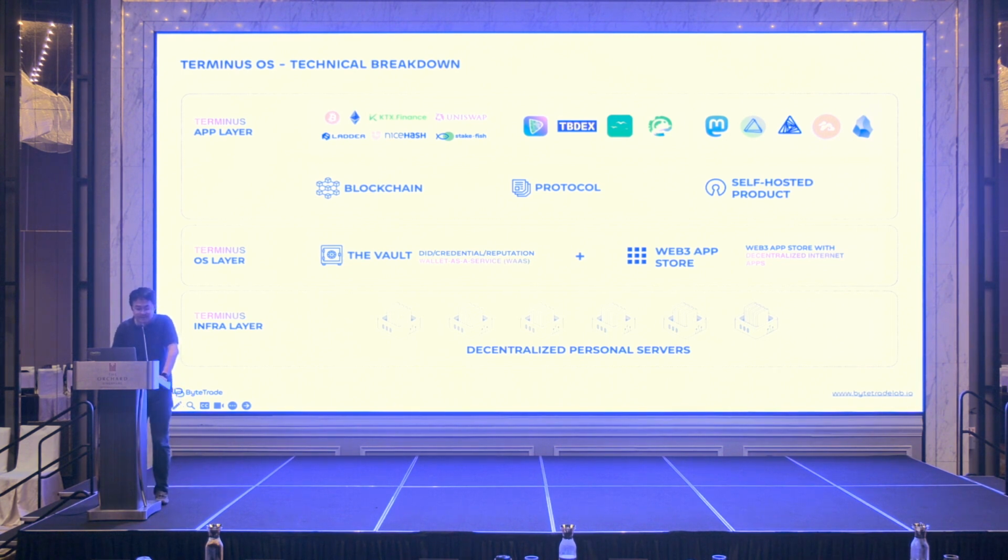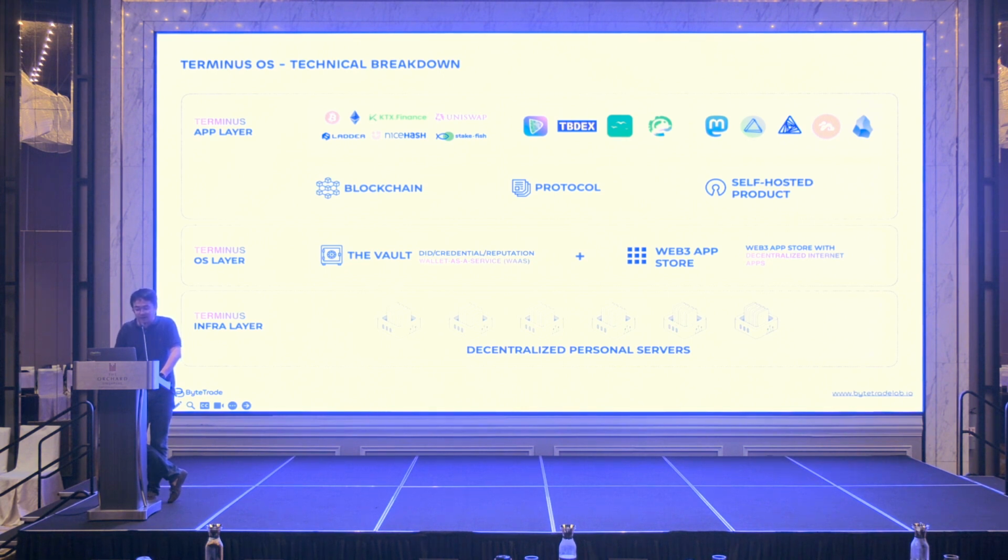So on the operating system layer, Terminus offers two parts. The first is a vault. Like the demo video shows, it's essentially a one password in the Web3 version. So where users can store their DID, credentials, reputations, so that ultimately it would become this wallet as a service. So users will have seamless interactions across different decentralized applications on Terminus OS.